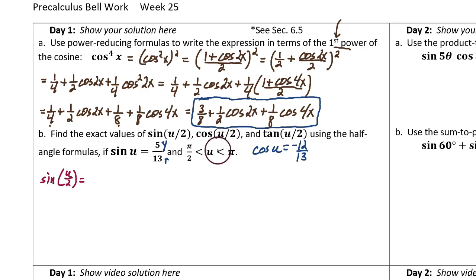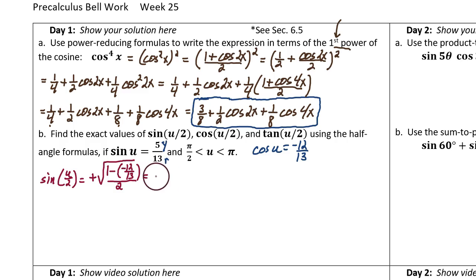If angle U is between pi over 2 and pi, which means it's in quadrant 2, when you find half of that angle, that would be in quadrant 1. The sine values of angles in quadrant 1 are positive, so I'm going to choose the positive sign. Then there's a square root. Inside the square root, it's 1 minus the cosine of u. And we had figured out that the cosine of u was negative 12 over 13. And then that's divided by 2 inside that square root.